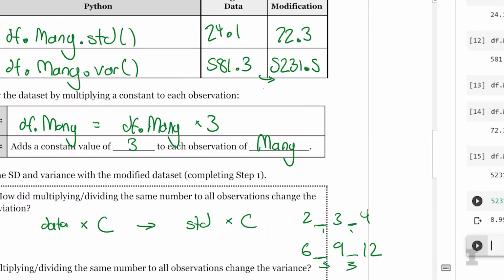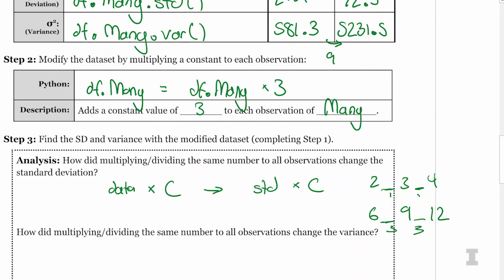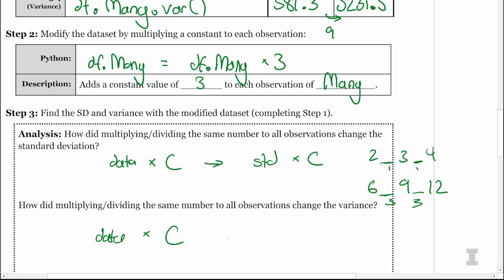Factor of 9. Interesting. So how did multiplying and dividing all of the data by a constant change the variance? This is actually interesting because the standard deviation and variance are related. We know that the variance is just the standard deviation squared. So the standard deviation increased by a factor of 3, and then variance increased by a factor of 3 squared, which is 9. So when you have the data multiplied by a constant, we find the variance is multiplied by the constant squared.